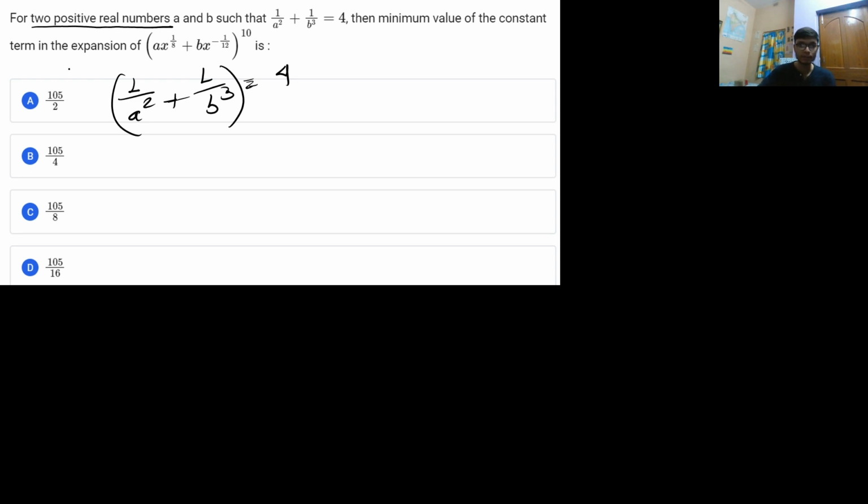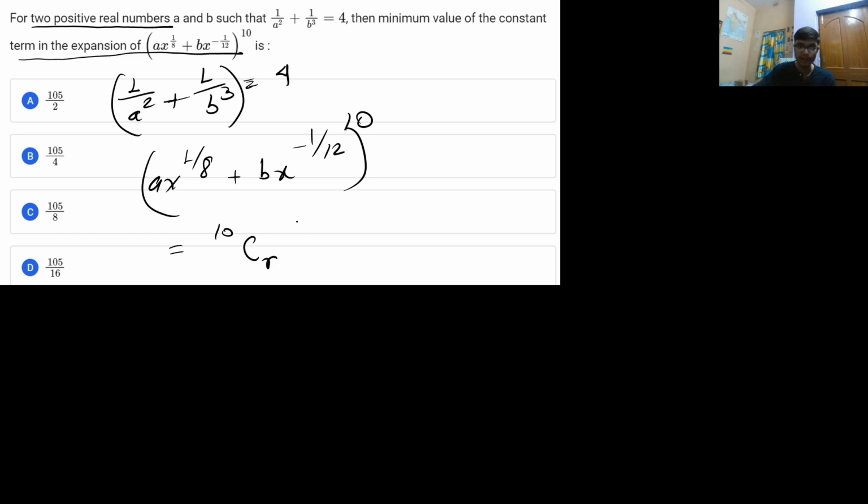So if you look at that expansion, it is asking you for the value of the constant term in the expansion of this particular binomial. The binomial expansion is given as (a x to the power 1 by 8 plus b x to the power 1 by 12) whole raised to the power 10. So if you look for the general term, it will look like 10Cr (a x to the power 1 by 8) whole to the power 10 minus r, and (b x to the power 1 by 12) whole raised to the power r.